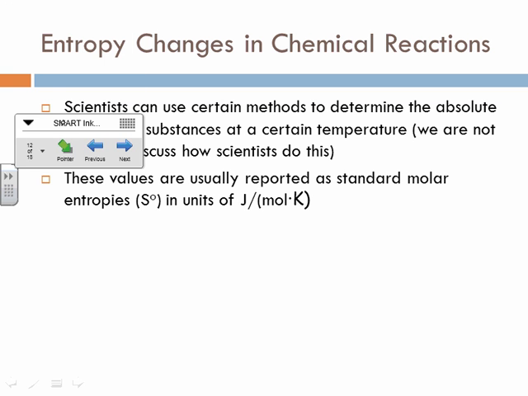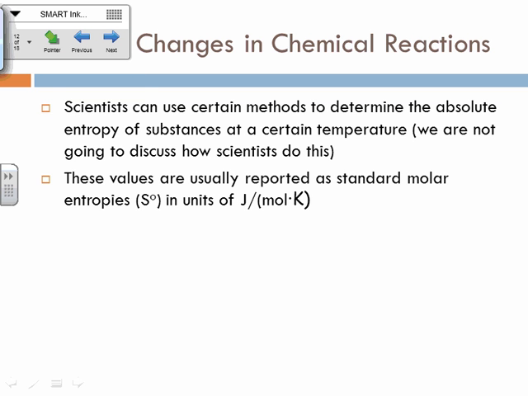Just entropy changes. Yeah. So absolute entropy. This is a little bit different than H, right? With H, we had trouble determining an absolute heat content of something, okay? But here, scientists actually can determine the absolute entropy of substances, and that has to do with the fact that at 0 Kelvin, the entropy of a substance is 0. So you kind of have a starting point there, okay? But you have to do some fairly complicated calculus to figure these out, so let's just let the scientists figure that out.